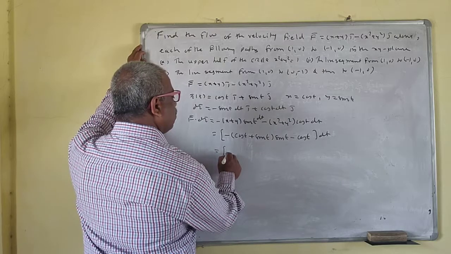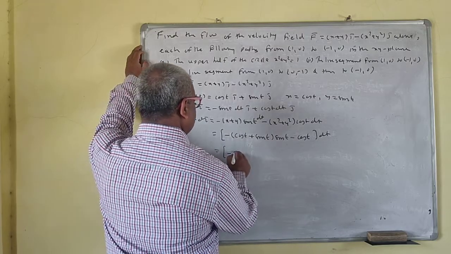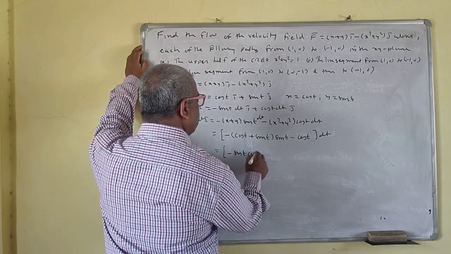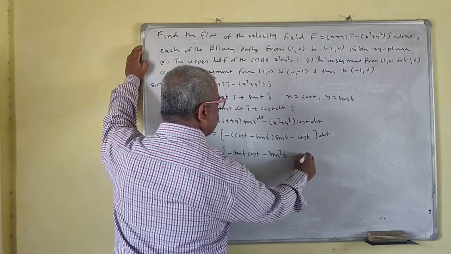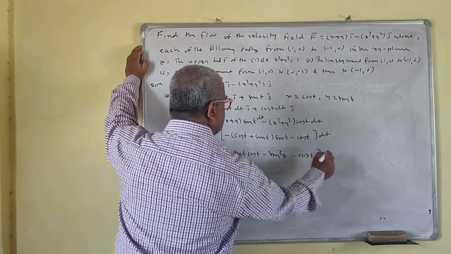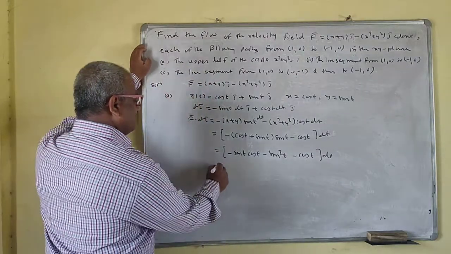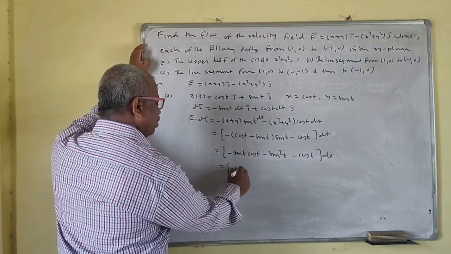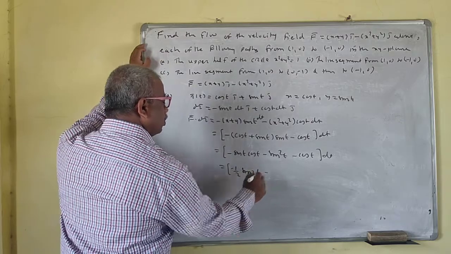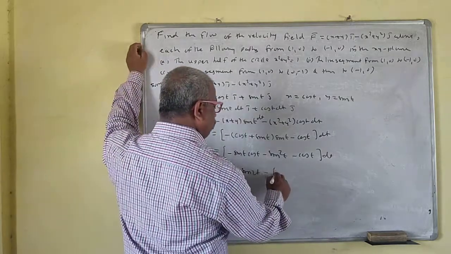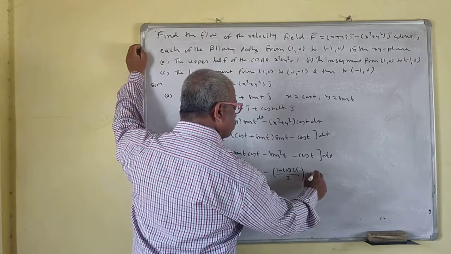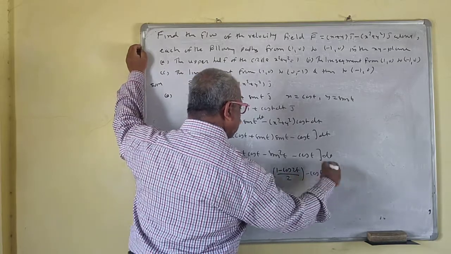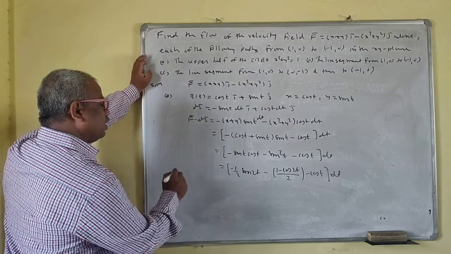So this is equal to minus sin t cos t minus sin square t minus cos t dt. Okay, so this you can write minus half sin 2t minus, so this is 1 minus cos 2t upon 2 minus cos t dt. Okay, now all are integrable. Directly we will take the integration now.